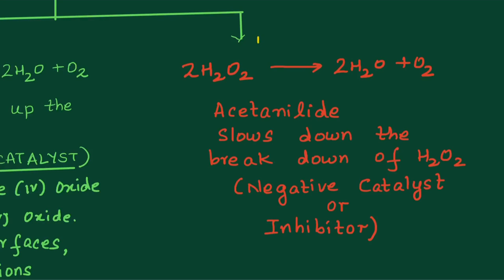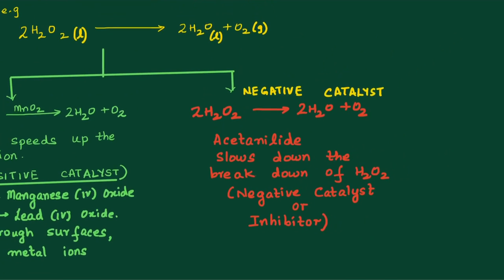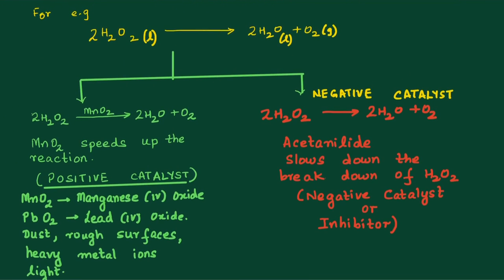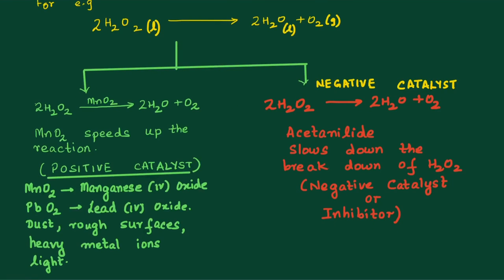We can call them as negative catalyst, or more appropriately, they are called as inhibitors. They stop a reaction, or not exactly stop, they prevent or slow down a reaction from taking place. So what is the inhibitor for hydrogen peroxide? Acetanilide. It slows down the breakdown of hydrogen peroxide, hence the term negative catalyst or an inhibitor. You can observe this in the form of a chart over here. Easy to note down, right?